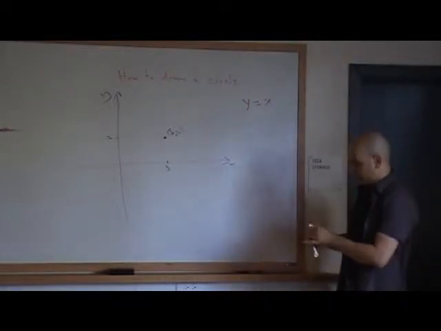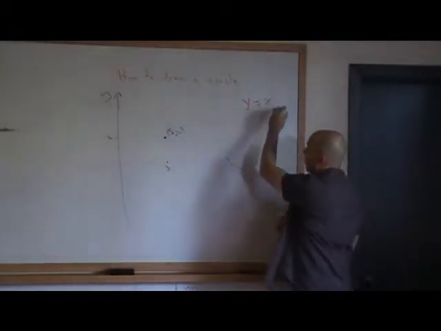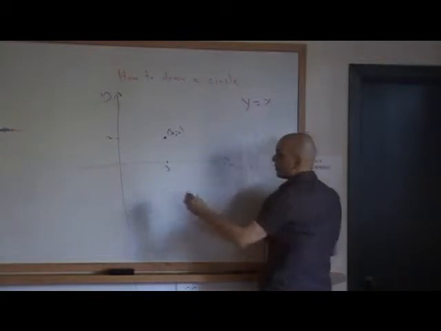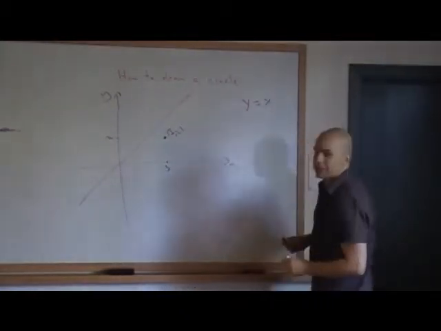0, 0. Straight line. 0, 0 is one of the points, right? But there's many others, right? So y equals all the points that satisfy y equals x are right here. Roughly. Right?